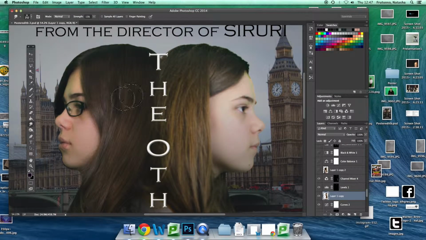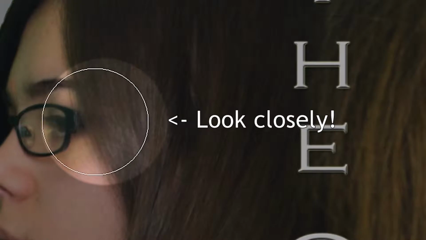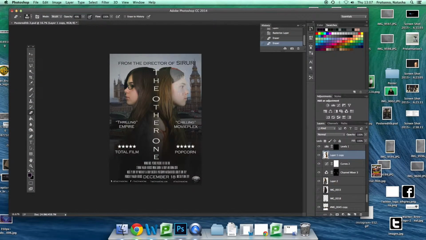With our poster, we blended the pictures of Natasha back to back when she's Aria and Bella to represent their connection to one another. Some of the tools that we used to do this included the eraser, the blur tool, and the smudge tool.